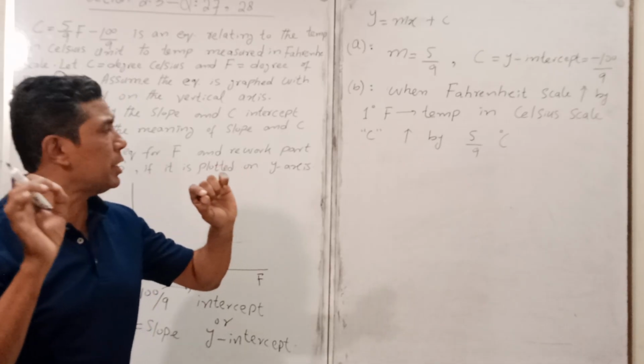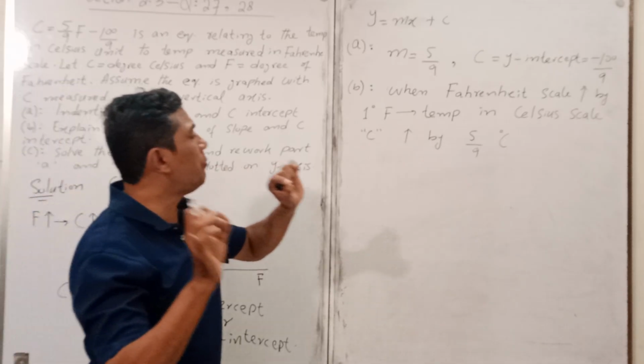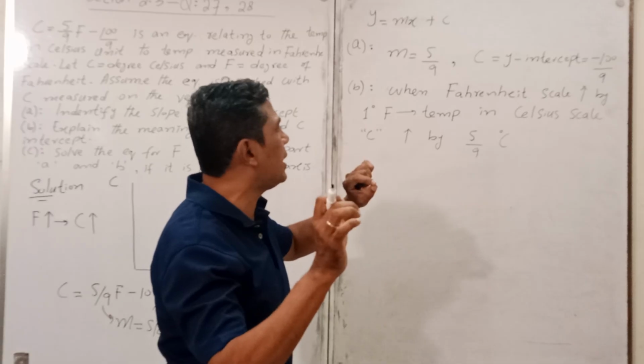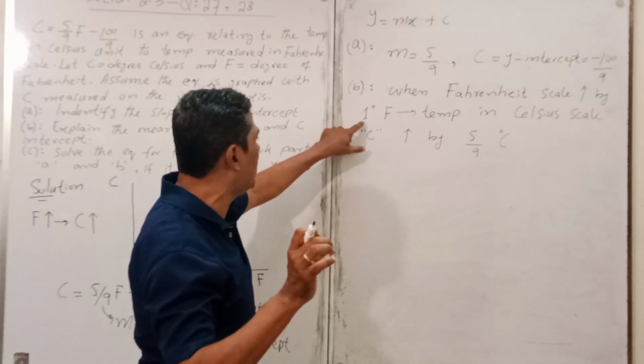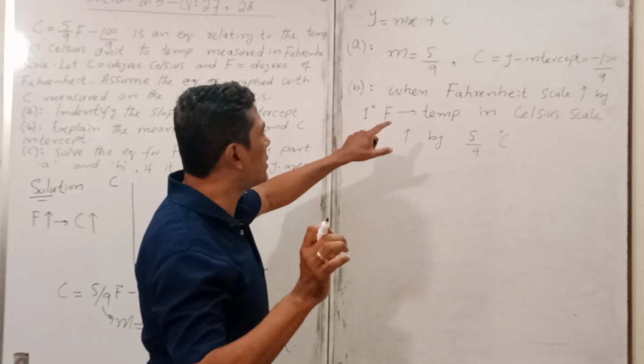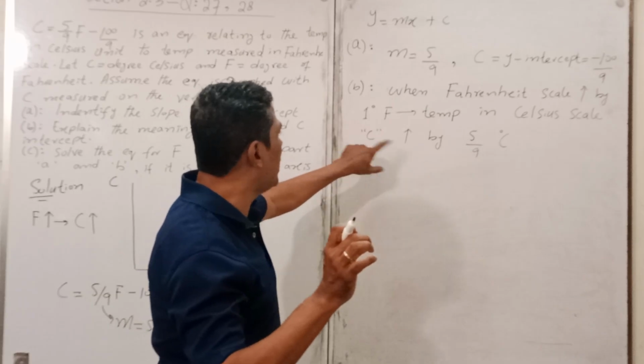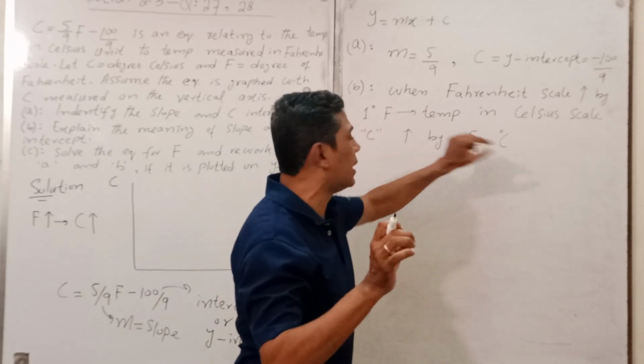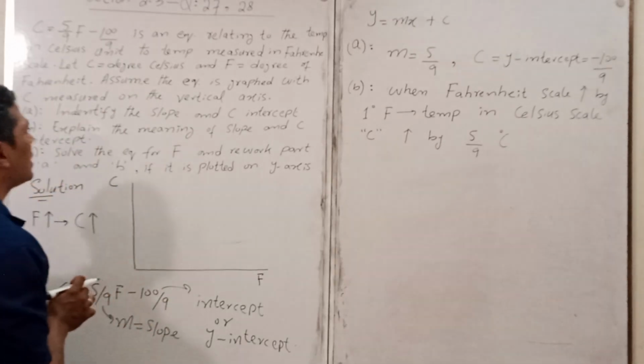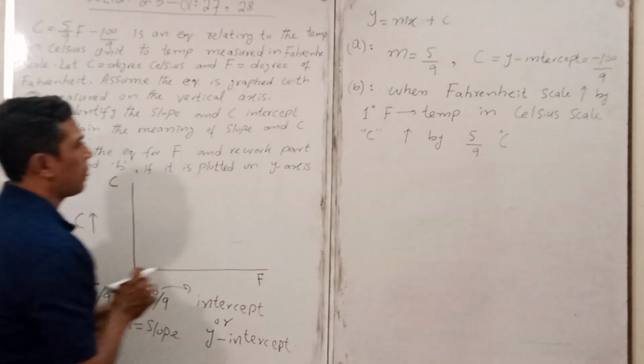The first interpretation of the slope is that when the temperature in Fahrenheit scale increases by 1 Fahrenheit degree, the temperature in the Celsius scale C increases by 5/9 centidegree. Clear? Now what about the C intercept here?